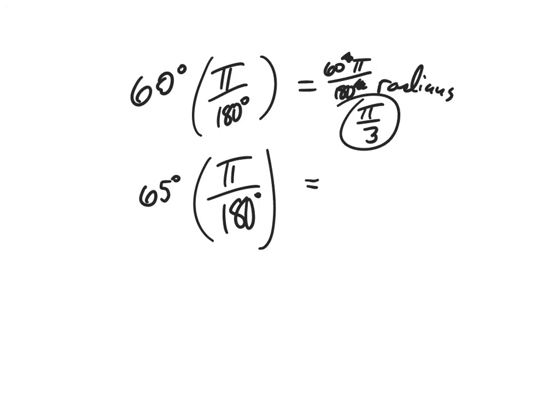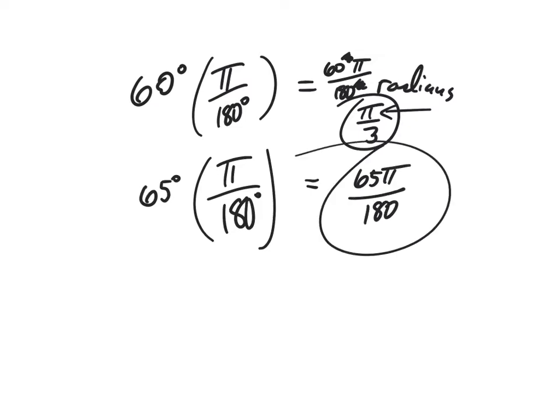Some people just have it memorized already. But you can kind of check it quick by just going, remember, pi is supposed to be 180. 180 divided by 3, 60. It works. All right, so this one, 65 pi over 180. That's your answer. It's not a very satisfying, clean number, but that's the answer.